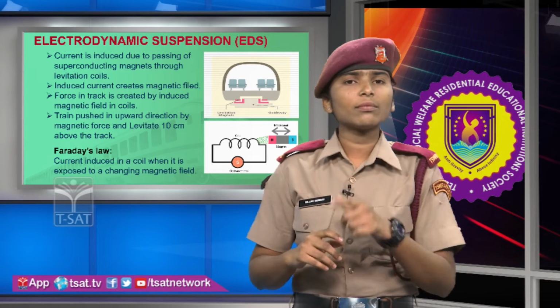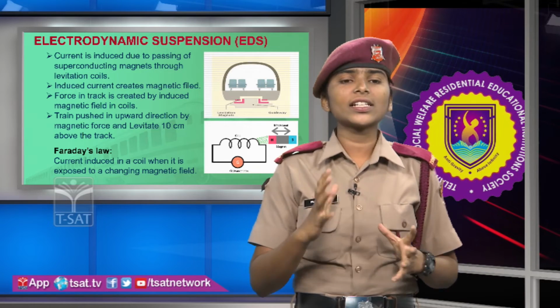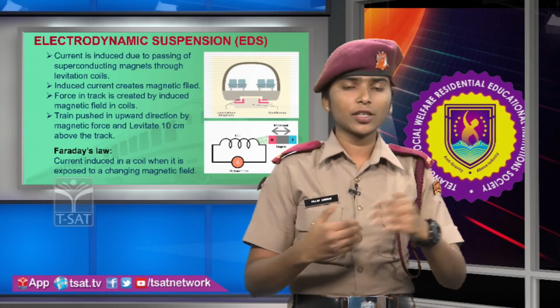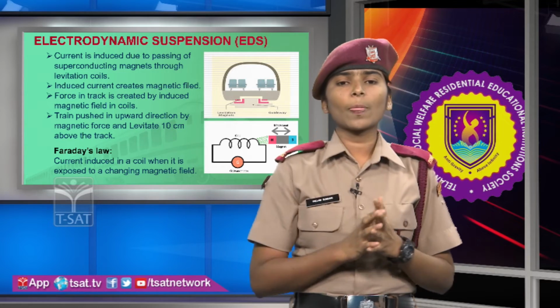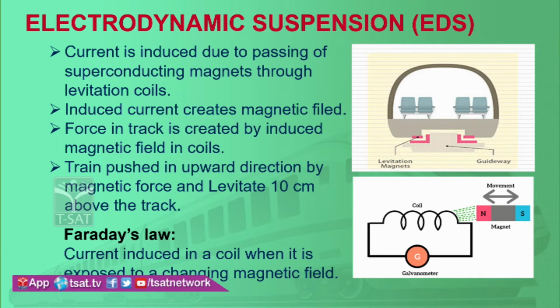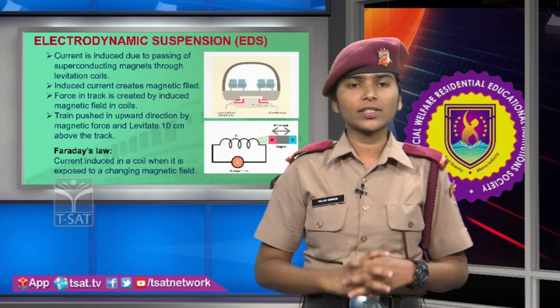Let me explain by a diagram and by taking a law. Faraday's law states that when there is a change in magnetic field, then current is induced. Here we could see the second image. When the magnet is coming towards the levitating coils, then current is induced in the coils and it creates a magnetic field. In order to levitate the train, a force is needed. So, this is all about the electrodynamic suspension system.